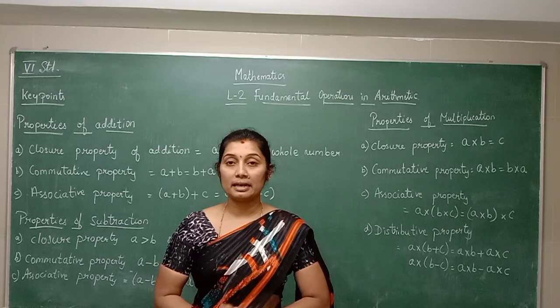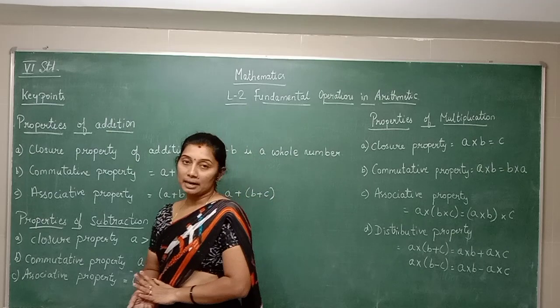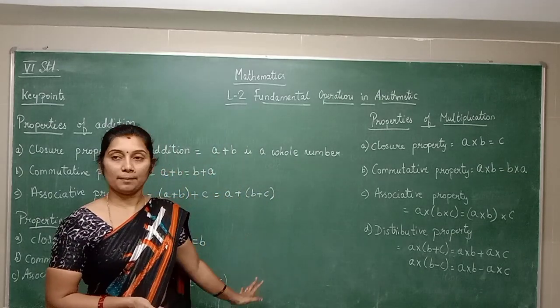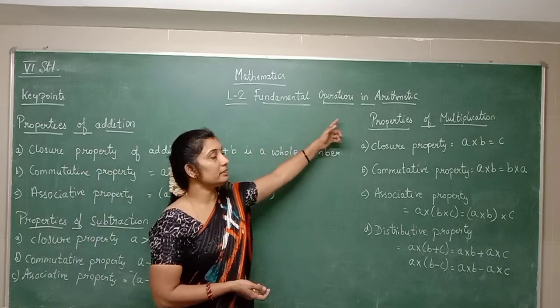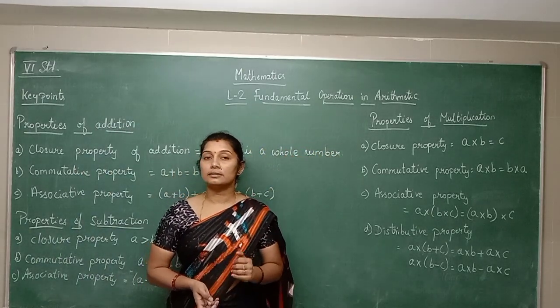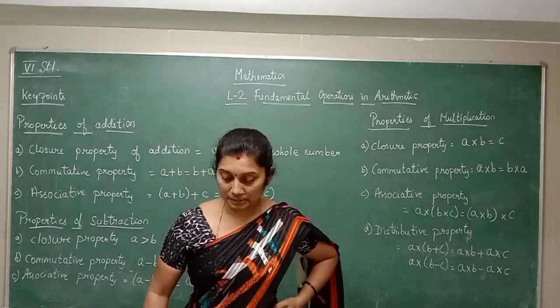Then what do you mean by arithmetic? Arithmetic is a branch of mathematics dealing with numbers. So this is called arithmetic. See, fundamental operation in arithmetic. Arithmetic is a branch of mathematics dealing with the numbers.